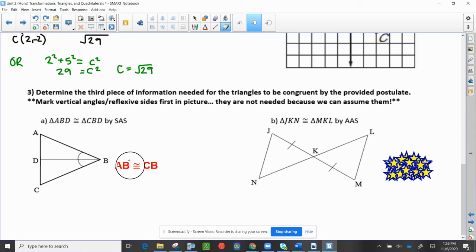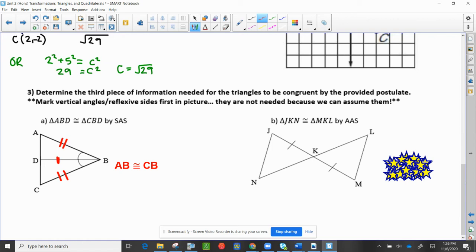Okay, hopefully you said that we need to know that AB is congruent to CB. Because remember that reflexive property means that I can assume that BD is congruent to itself. So in order to use side angle side, I would have to know that these sides are also congruent. Because remember, the angle would have to be in between our congruent sides. All right, try one more here.